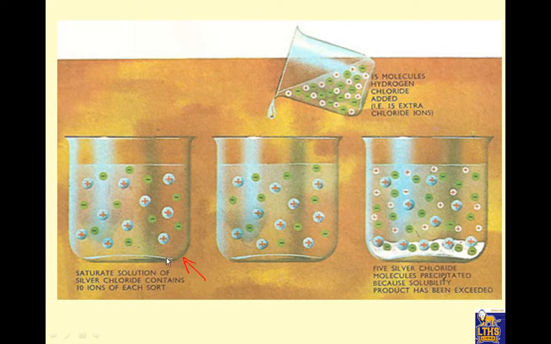Okay, how does that look here? Well, here's a saturated solution of silver ions and chloride ions. If I add more hydrogen chloride, I'm actually adding more chloride ions. So if I add more chloride ions, the silver chloride will start to precipitate out because you're pushing the silver ions into being solid because you're adding more chloride.